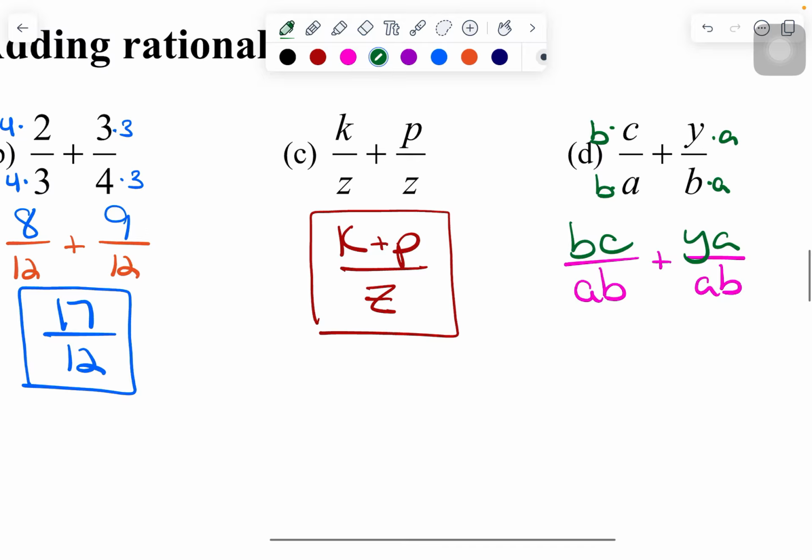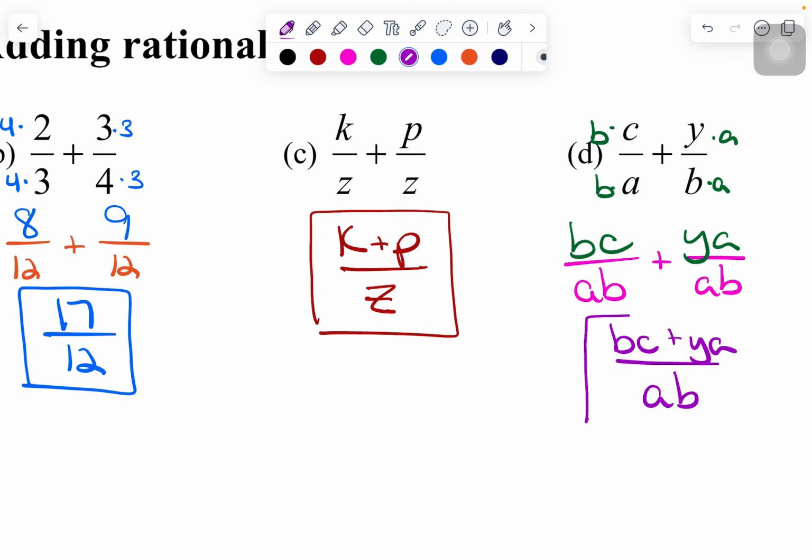Okay, so now that I've got a common denominator, I've done the rewrite. Let's write this as a single fraction. So AB is my common denominator. And then I'm going to add the two numerators. So BC plus YA. Those are not like terms. You can't actually combine them. And there's nothing in these problems that is asking you to solve for anything. In fact, I believe the directions either said to add or to simplify. And in either case, that's what you're doing here.